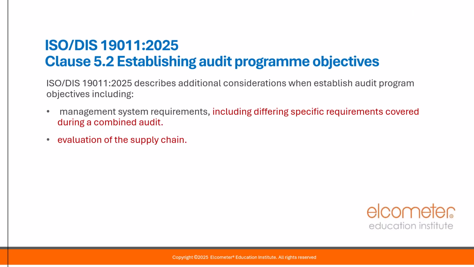Clause 5.2, establishing audit program objectives in the 19011:2025 draft, describes additional considerations when establishing the audit program objectives, including management system requirements and those differing specific requirements covered during a combined audit, and the evaluation of the supply chain.